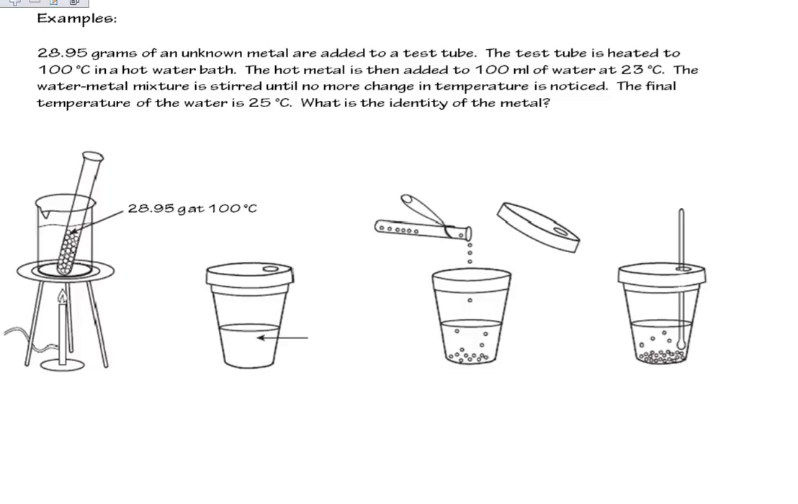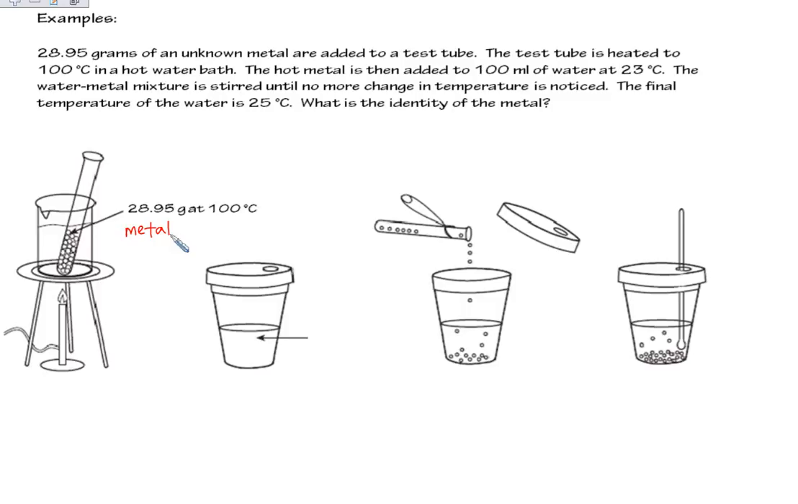28.95 grams of an unknown metal are added to a test tube. That's supposed to be these little pellets or these little metal beads. 28.95 grams. We'll say that's grams of this unknown metal. The test tube is heated to 100 degrees in a hot water bath. You usually put these metal pieces in the hot boiling water for maybe 10, 20 minutes. So even though you can't really take the internal temperature of these metal pieces, we kind of assume that they take on the temperature of their surroundings. So if they're in hot boiling water at 100 degrees for 20 minutes, we assume that the metal pieces are also 100 degrees.